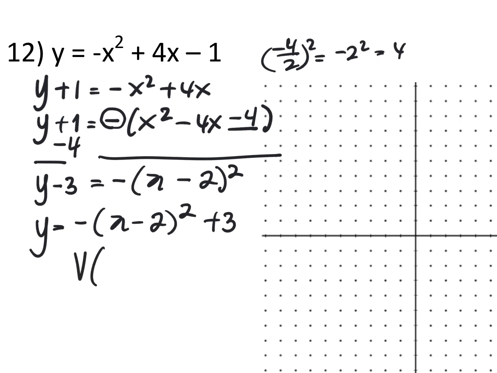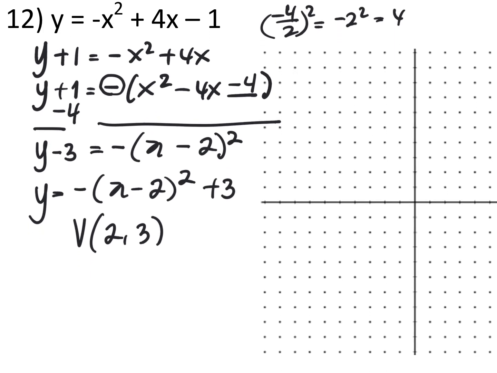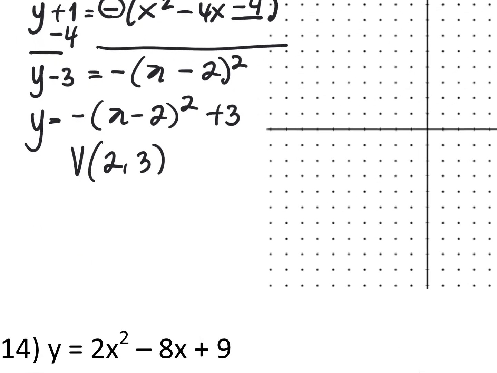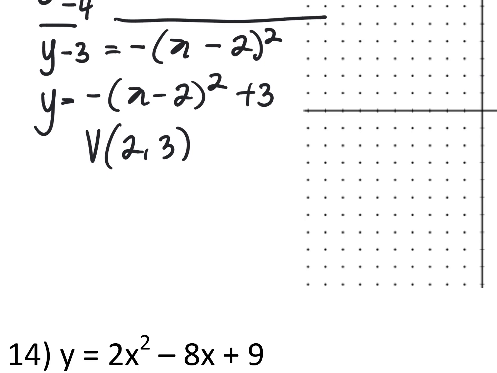So the vertex is located at 2, 3. Axis of symmetry is 2. Now my axis of symmetry is 2, so I'm going to evaluate the function when x is going to be 3.